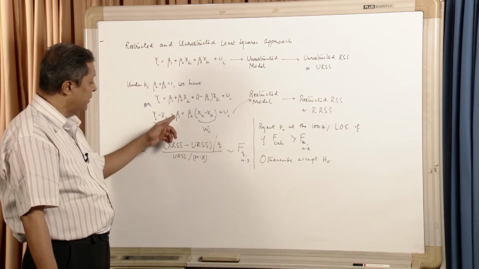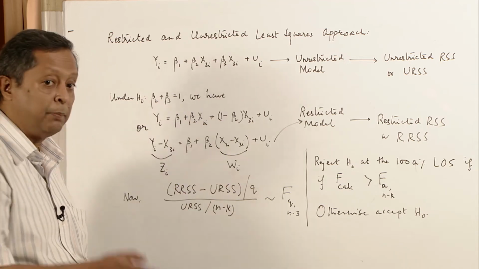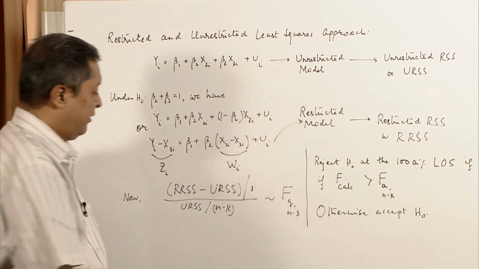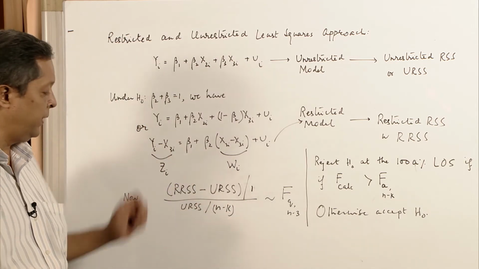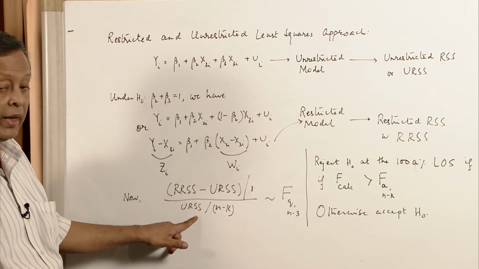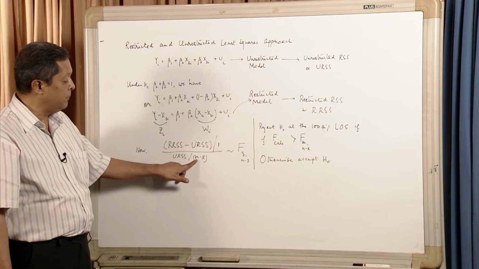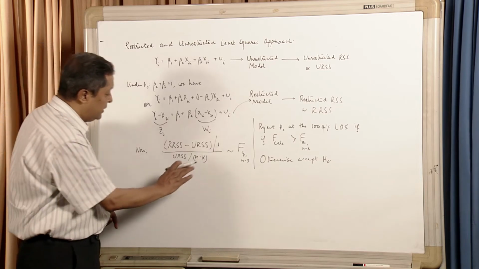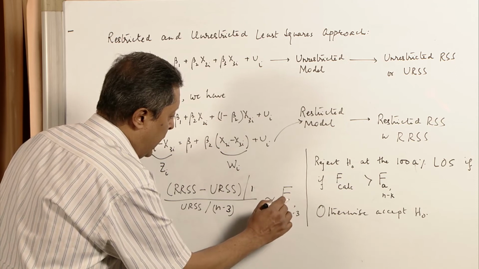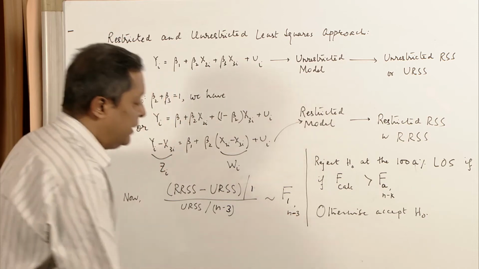Obviously, in this particular example q is equal to 1 because we have simply one restriction. So, here in this particular case this q will be equal to 1. That is a chi-square with 1 degree of freedom, and in the denominator we have the unrestricted residual sum of squares in general with n minus k degrees of freedom. So, divide by n minus k. Obviously, in this case it will be n minus 3. So, here we will have an F distribution with 1 and n minus 3 degrees of freedom.